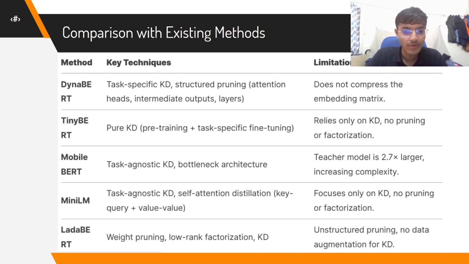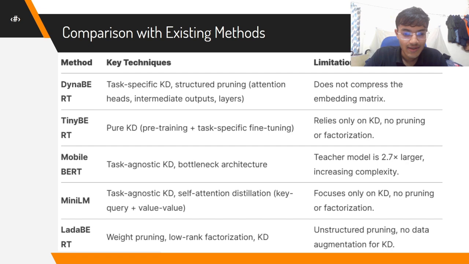And in MobileBERT, they have used task-agnostic knowledge distillation, which means they have used a generalized version of knowledge distillation, not making it specific to a single task, and they use a bottleneck architecture of BERT, which is, in the starting layers, the width is more, and in the final layers, the width is less. The limitation of this is that the teacher model used, the bottleneck architecture, is 2.7x larger than that used in this paper, which increases its complexity and also the time required for knowledge distillation.